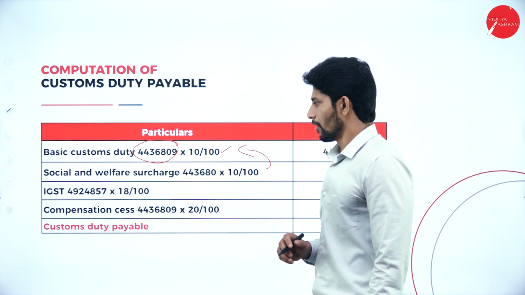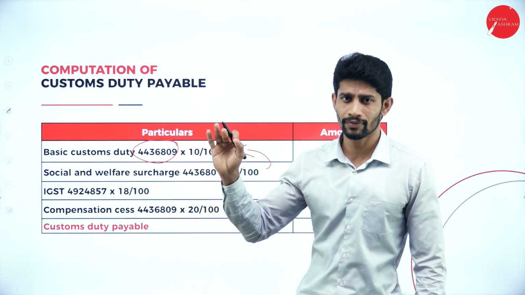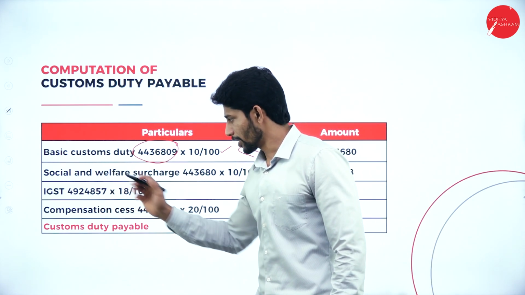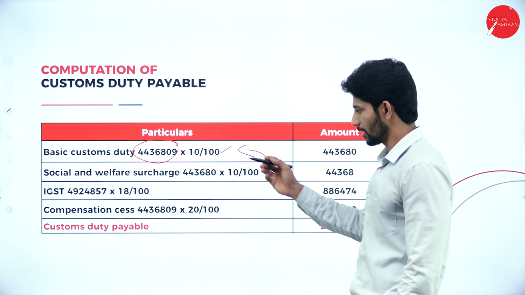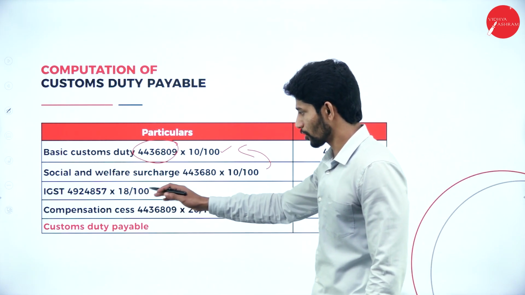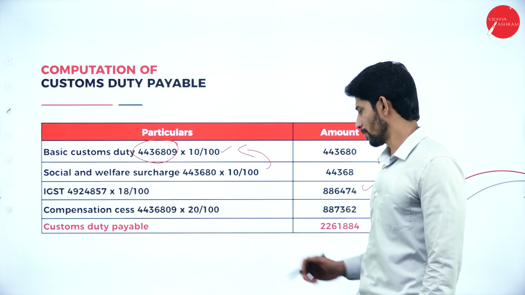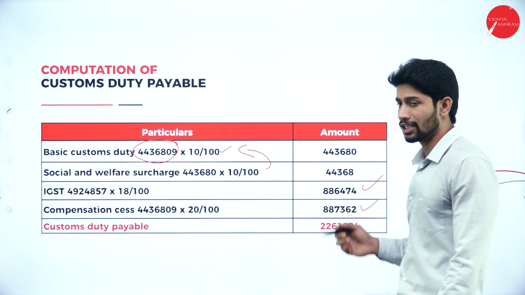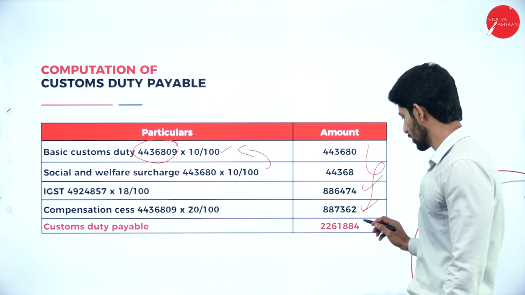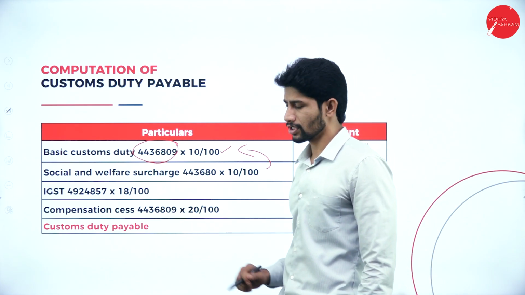Next, IGST. You are supposed to compute the IGST on assessable value, basic custom duty and social welfare surcharge. On these three, 18%. The total of three comes to 49,24,857. Into 18%, you will get 8,86,474. Next, compensation cess. Again, you are supposed to compute the compensation cess on assessable value into 20%. You will get 8,87,362. So now total these taxes. You will get the grand total of 22,61,884 rupees. That is called customs duty payable.